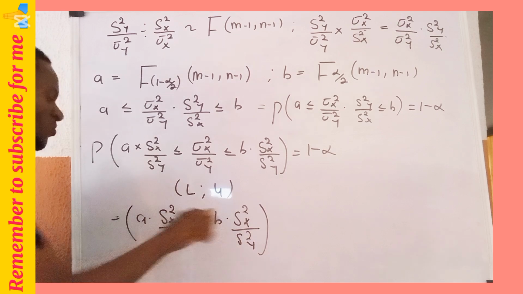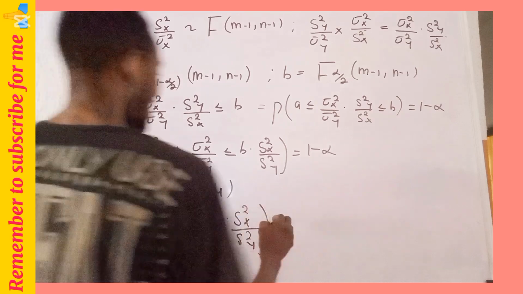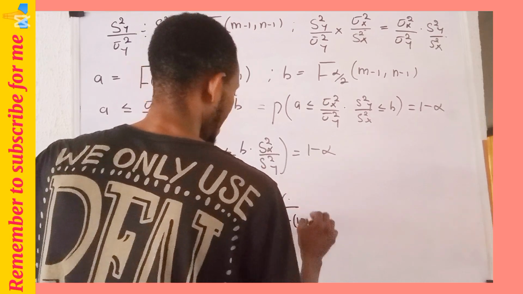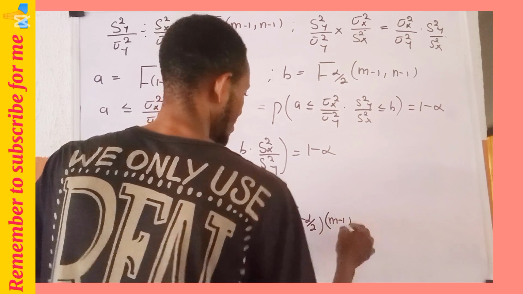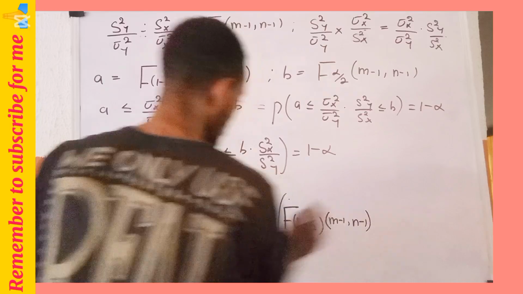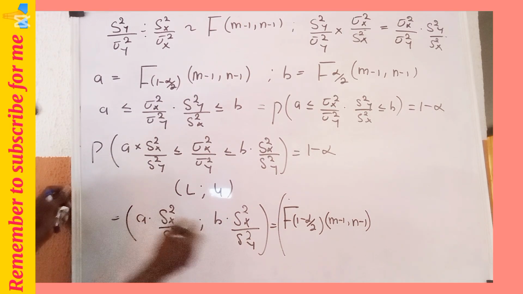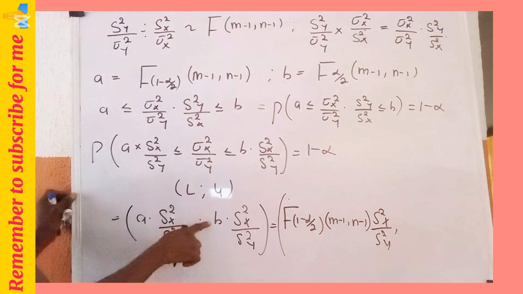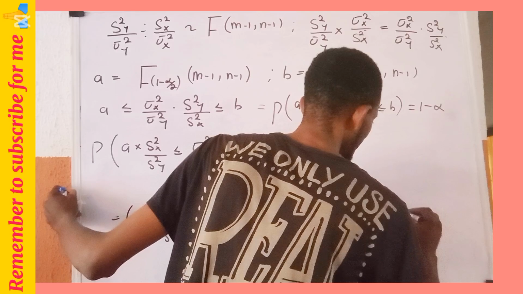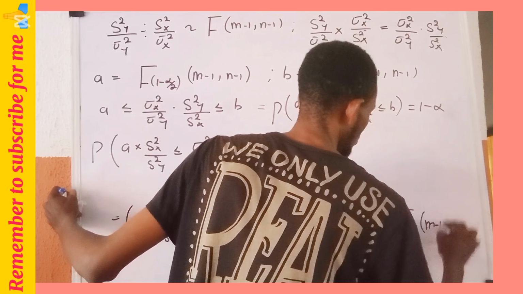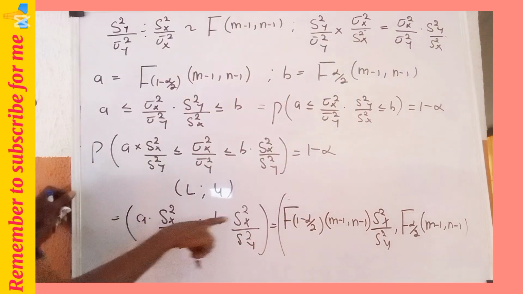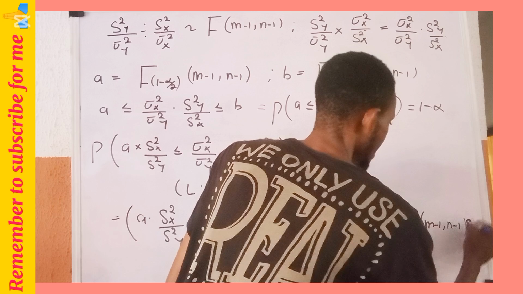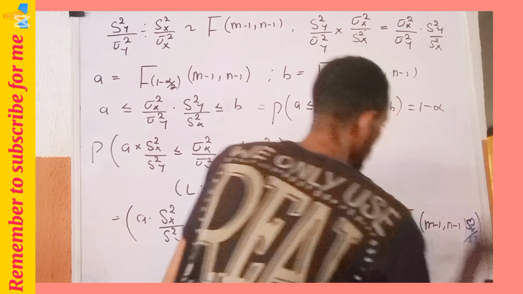However, at this final stage, let me substitute the values of A and B so I can see how it is going to look. So I'll open a bracket. In place of this A, I will write F of 1 minus alpha over 2, M minus 1, comma, N minus 1. This is for our A. And I still have my s squared of x all over s squared of y, comma. For B, I'll write F of alpha over 2, M minus 1, comma, N minus 1, comma, and I'm still left with s squared of x all over s squared of y. I will close the brackets.